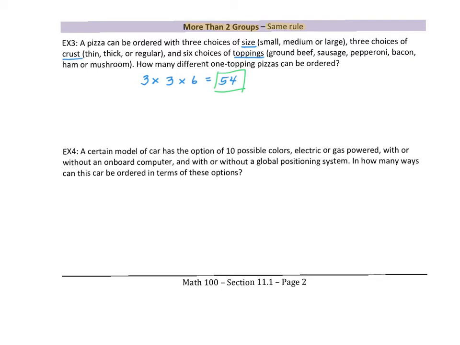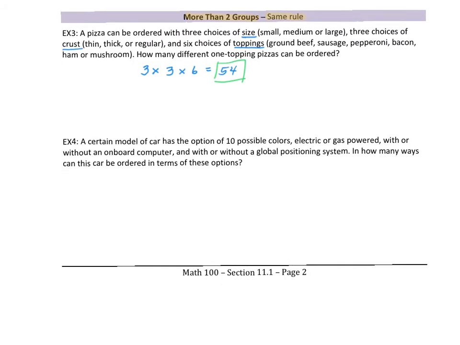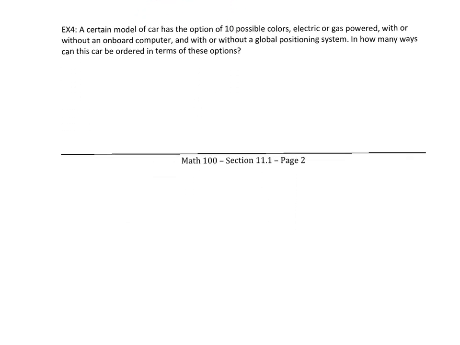In example 4, we have a certain model of car, and it has the option of 10 possible colors. So one group would be the colors. Electric or gas powered, so it can be powered by electricity or it can be powered by gas. So there's 2 choices on how it's powered. With or without an onboard computer, that's another choice. With or without GPS, that's another choice. So in how many ways can this car be ordered in terms of these 4 options?